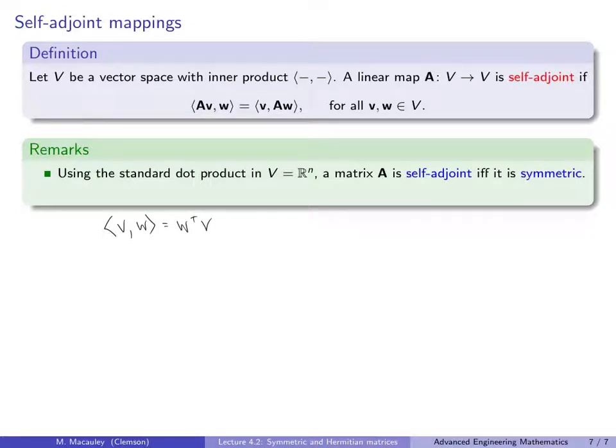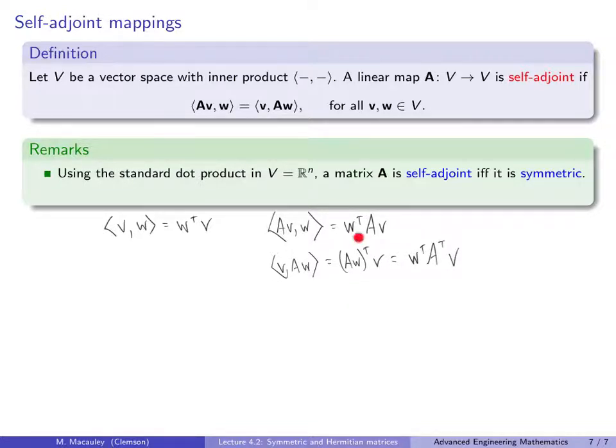Let's see why self-adjoint and symmetric are the same thing. Let's look at this condition here: AV dot W equals V dot AW. First of all, AV dot W, not really compute it, just write it out. That's W transpose AV. Let's compare that to V dot AW, which equals AW transpose times V, which is W transpose A transpose V.